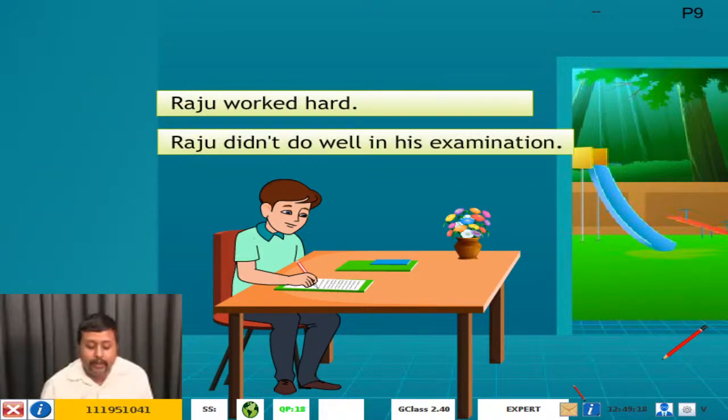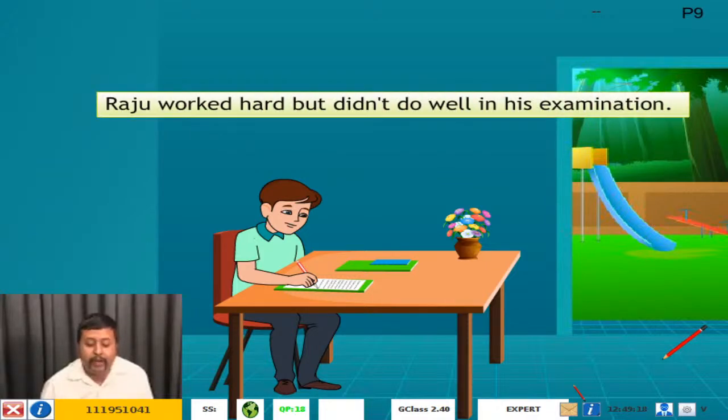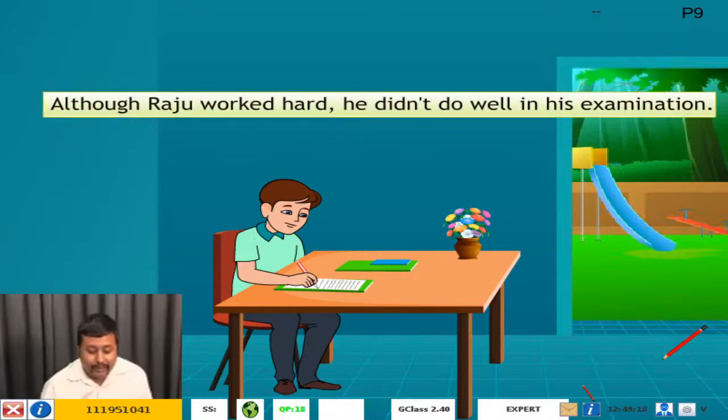Raju worked hard. Raju didn't do well in his examination. So Raju worked hard but didn't do well in examinations. What did we use? We used the word but to make them one, right? Raju worked hard, yet he didn't do well in examination. Again, we used one word to make two sentences into one sentence.